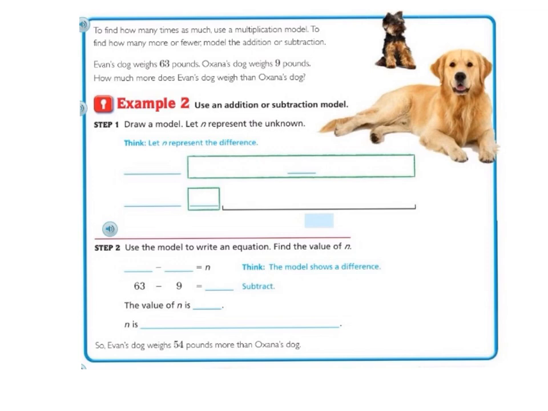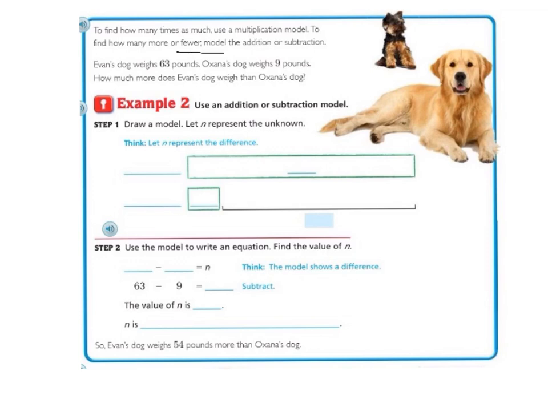Alright, we're going to keep looking at Evan's dog and Oksana's dog. But this time, instead of multiplying, we're going to use addition or subtraction. So it says at the top, to find how many times as much, we use the multiplication model. To find how many more or how many fewer, we use addition or subtraction.